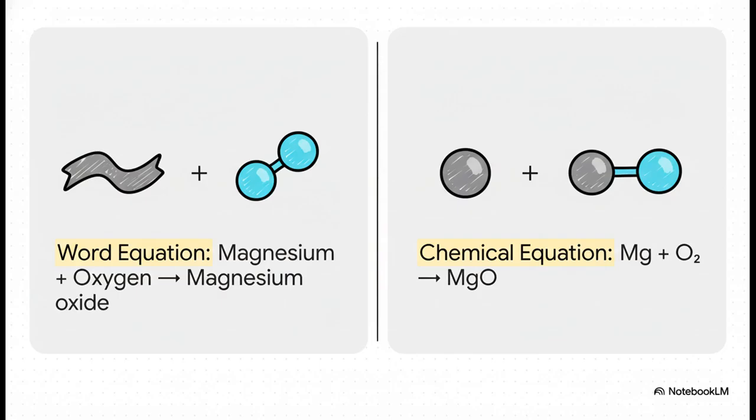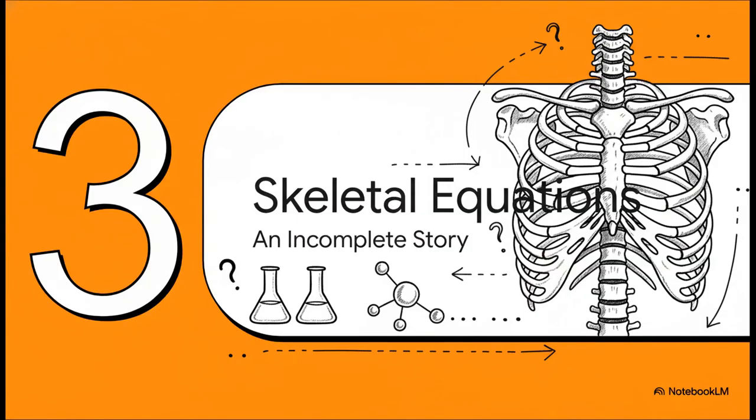The formula O2 tells us not just that oxygen is reacting, but that two oxygen atoms are bonded together in a molecule. That's a level of detail the word equation just cannot give us. Now, when we first write an equation using its symbols like this, we have a special name for it. We call it a skeletal chemical equation. You can think of it like the basic skeleton of the final complete equation.